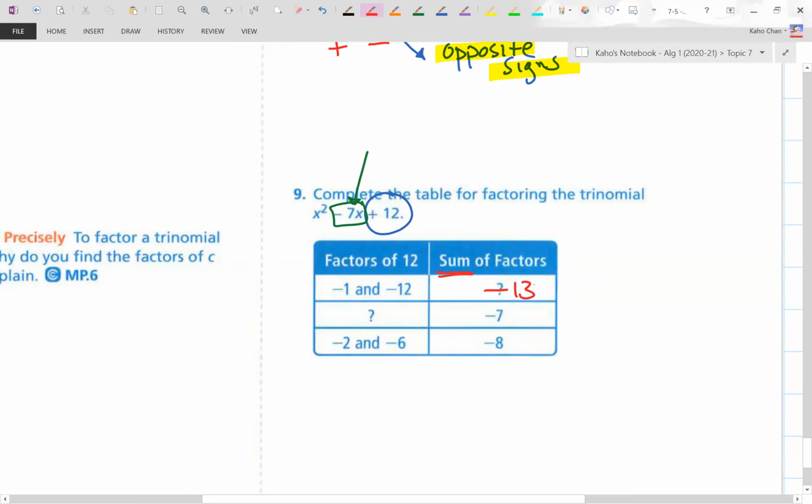Look at the second row and the third row. They've already done negative 2 times negative 6. We're missing something here. What times what equals positive 12 and when added together gives me negative 7? I can only think of one possibility. That's a negative 3 and negative 4. Yay. We are done.